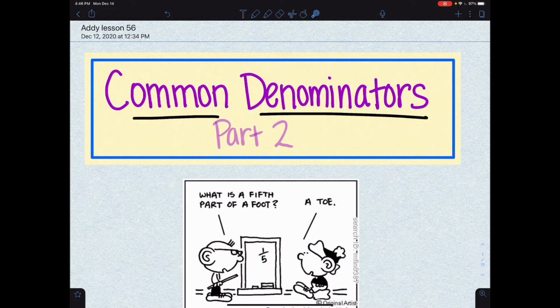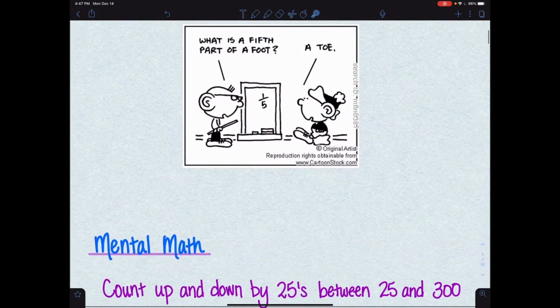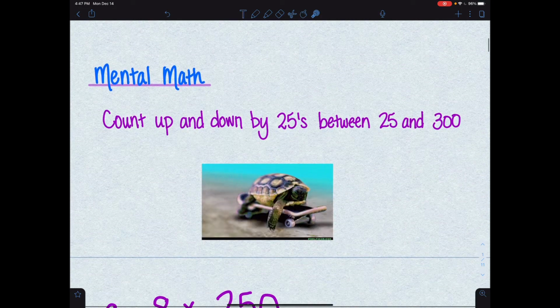Let's start out with this fun comic. I think this guy's the teacher, right? And he's saying, what is a fifth part of a foot? And he says, a toe. Right? Because I think he meant maybe like a foot, like 12 inches. And this guy was thinking like a foot. And he says a toe because we have 5 toes, right? So that's hilarious.